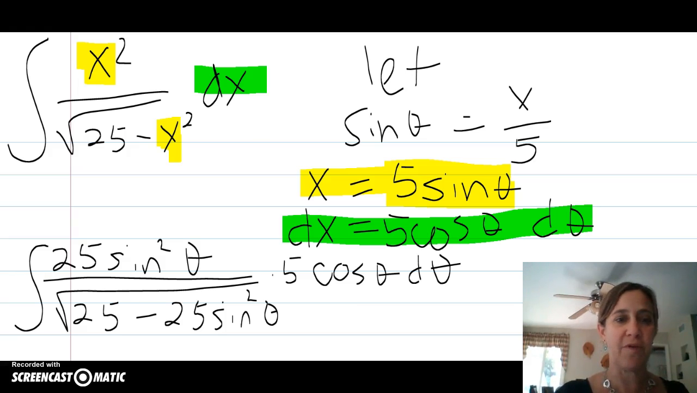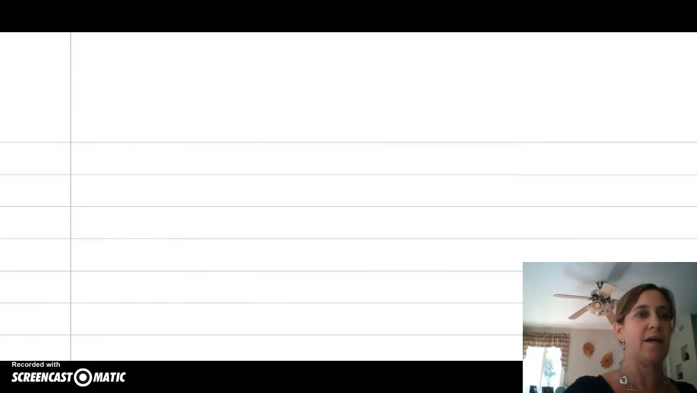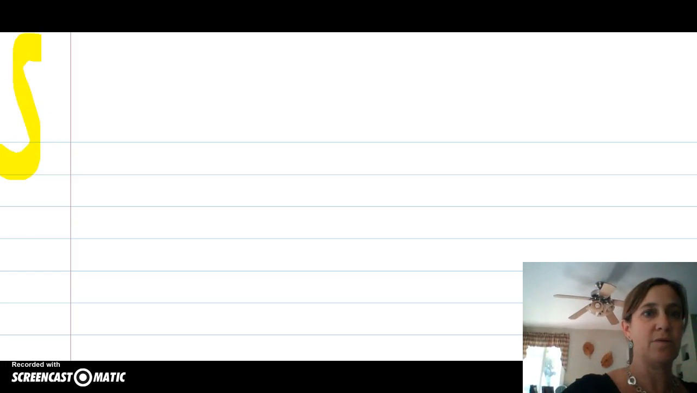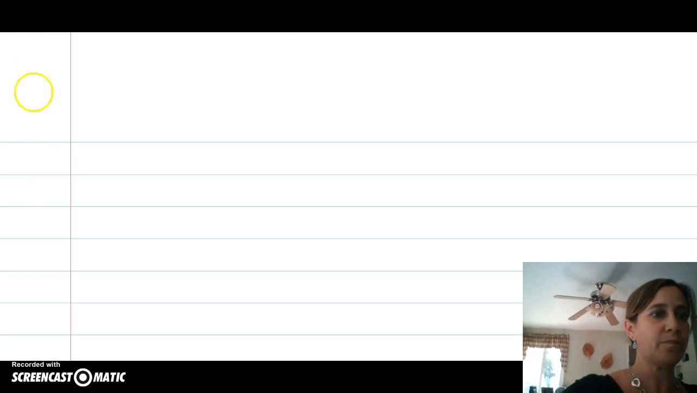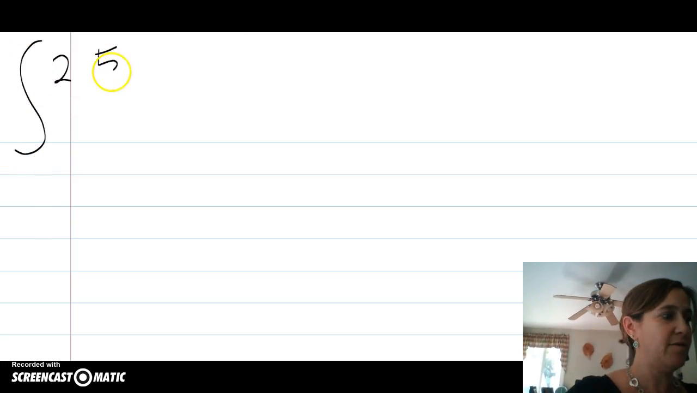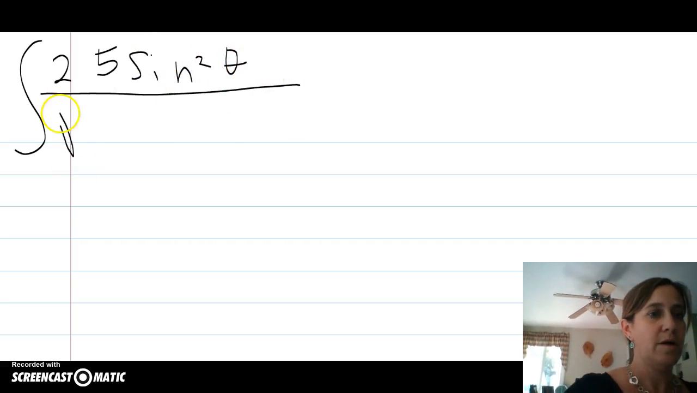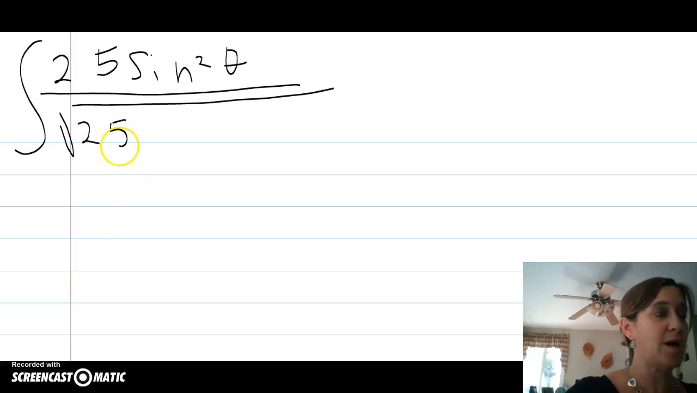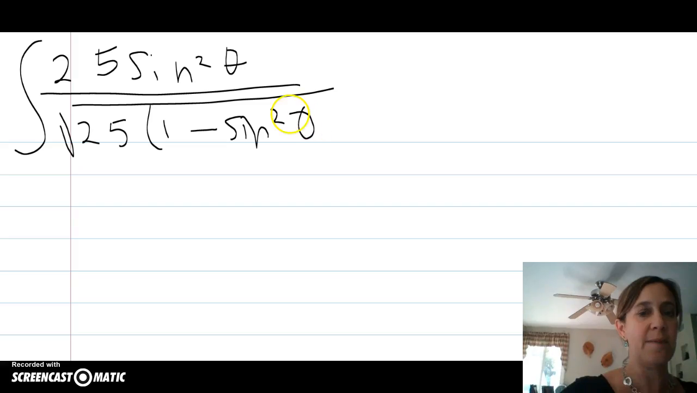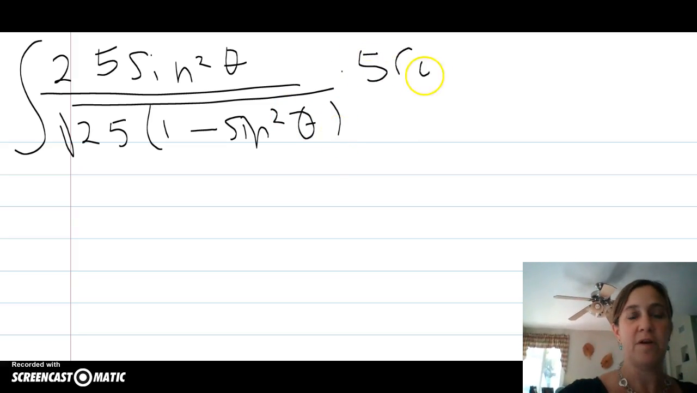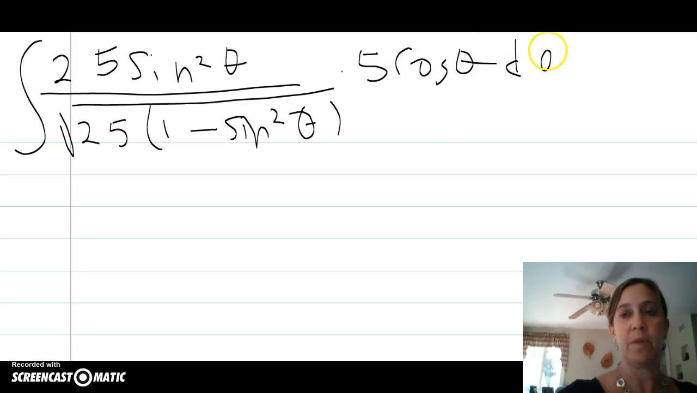So now we just want to simplify. From here, what I would first do is factor out a 25 and reduce things that I can. So I had the integral of 25 sine squared theta in my numerator. Here I had the square root, and I'm going to factor out a 25. As you get a little bit better at this, you might be able to do this in fewer steps. As long as I can see what you're doing, that's fine. And then we had the times 5 cosine theta d theta.